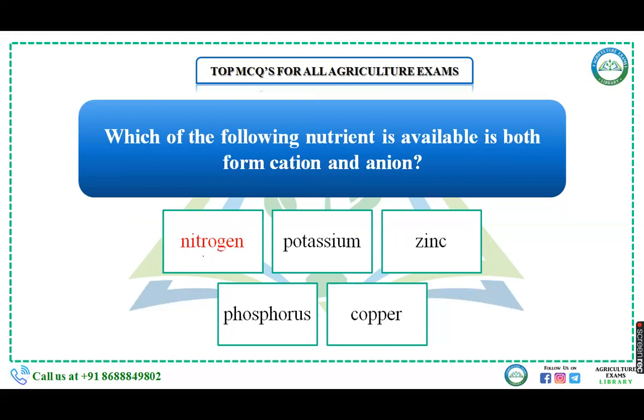Which of the following nutrients is available in both forms, cation as well as anion? Nitrogen, potassium, zinc, phosphorus, copper. Then our answer will be nitrogen. Nitrogen is available in the ammoniacal form, that is cation, and the nitrate form, that is anion. So the right answer is nitrogen.